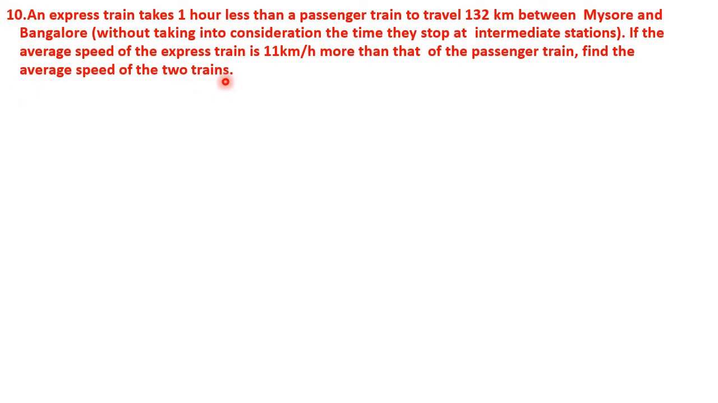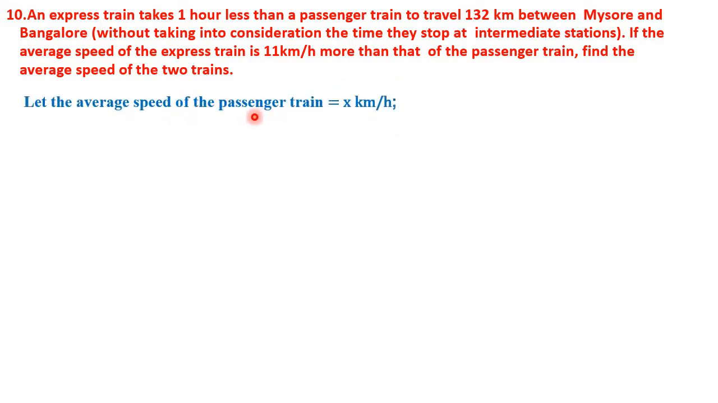Here, the two trains are covering 132 kilometers between Mysore and Bangalore. The express train's speed is 11 kilometers per hour more than that of the passenger train. Here we have to find the average speed of the two trains. Let us solve the problem.